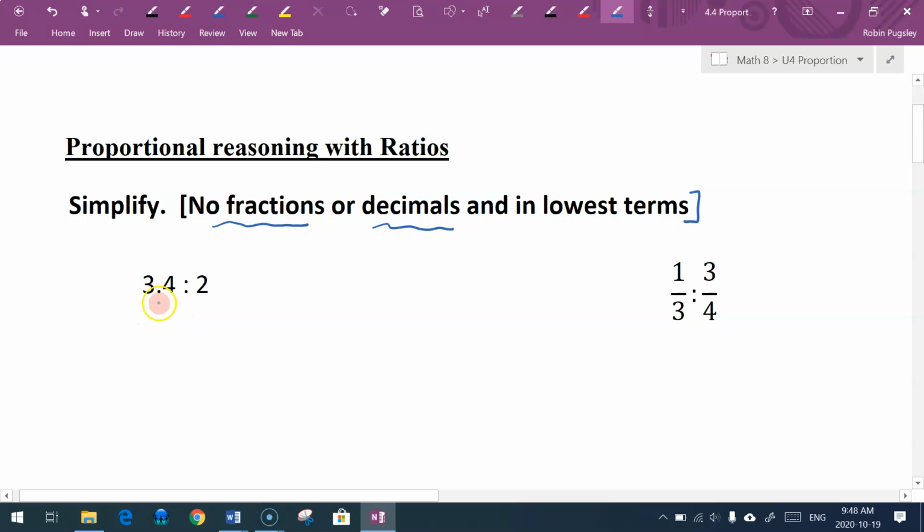Whenever you have a decimal, a nice easy one to choose is to multiply by a power of 10, 100, 1,000, because that moves the decimal to the right. So if I multiply the left side by 10 and the right side by 10, I've eliminated all my decimals, and now I can reduce. Oh, I can see that 2 goes into both sides. So that is a 17 to 10 ratio in lowest terms.